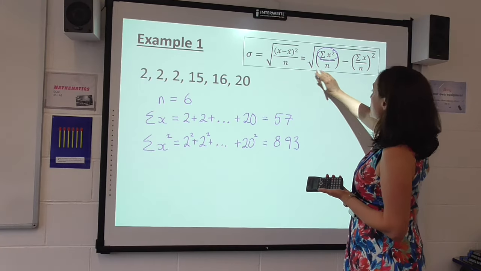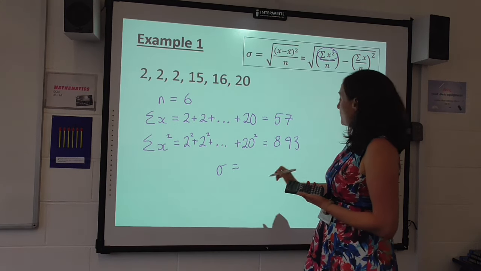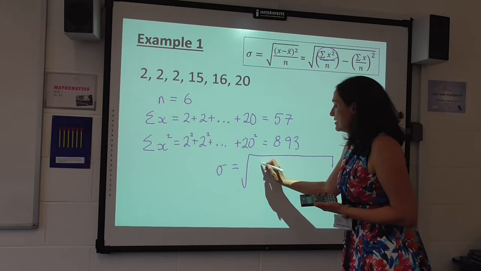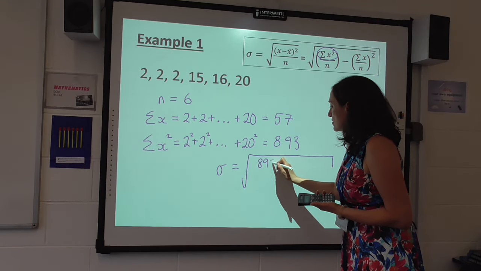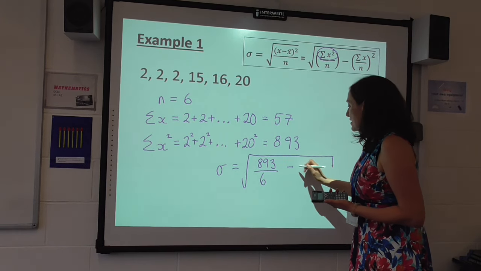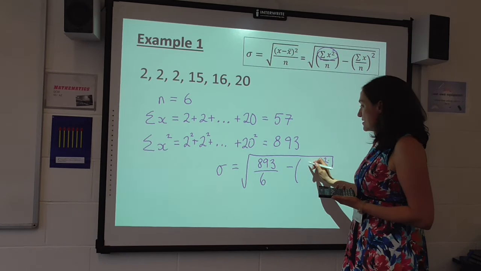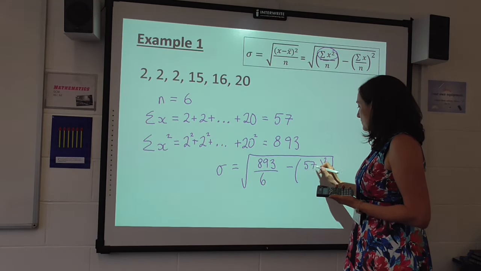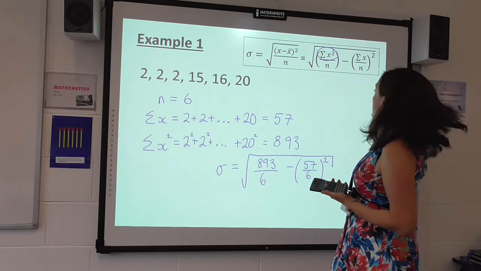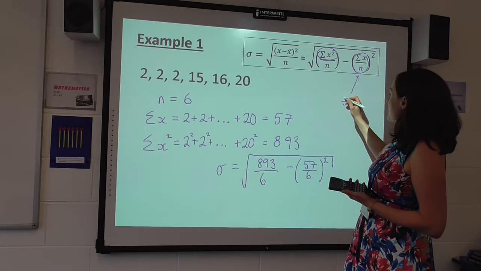And so we can just substitute these into the formula. So standard deviation is equal to the square root of the sum of the x squareds over n minus the sum of the x's over n, all squared. You might have noticed that this part of the formula is actually just x bar.